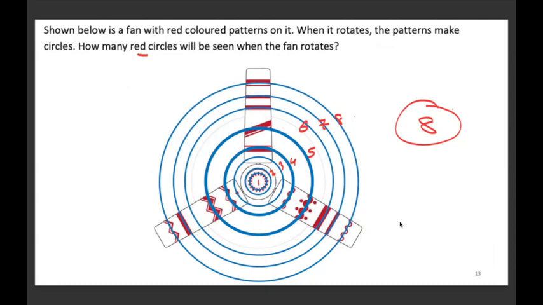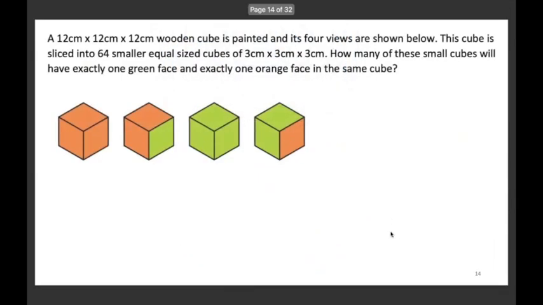Okay, we'll move to the next one. A 12 by 12 by 12 centimeter wooden cube is painted and its 4 views are shown below. The cube is sliced into 64 smaller equal sized cubes of 3 by 3 by 3 centimeters. How many of these small cubes will have exactly one green and exactly one orange face in the same cube?